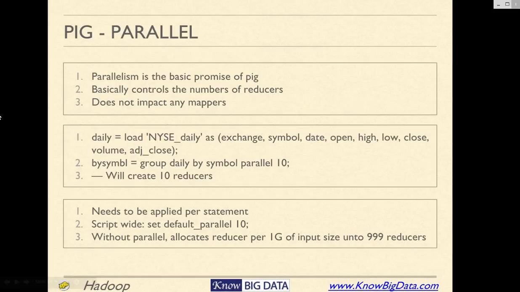It does not impact any mappers. Obviously, the parallel keyword is only used to control the number of reducers, not the number of mappers. Also, you can use it only with the functions which actually need reducers. For example, if you do foreach generate something parallel 10, that will not make any sense because it does not generate any reducers, right? Here in this example, we say group daily by symbol parallel 10. So it will create 10 reducers for you. The map side logic is not controlled with this. Only the number of reducers.